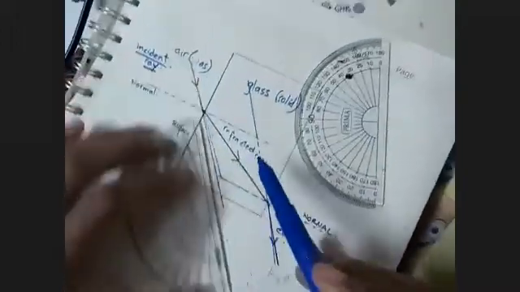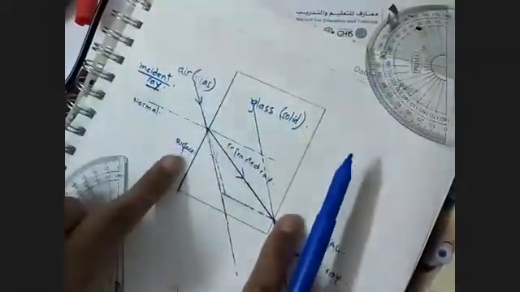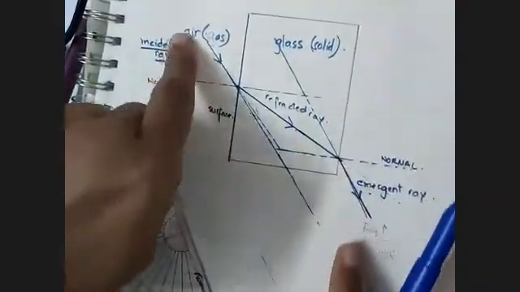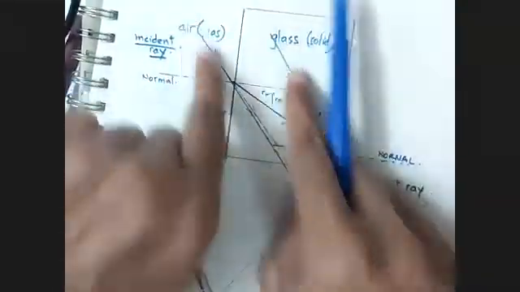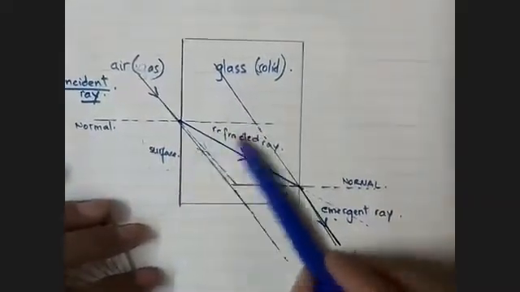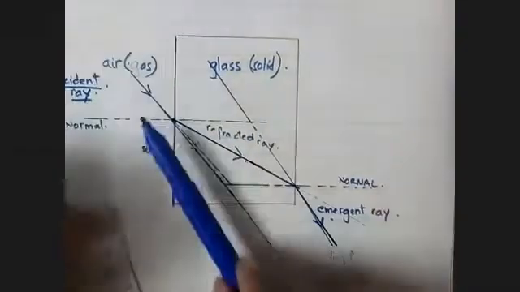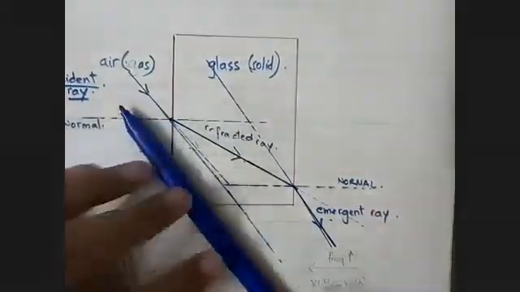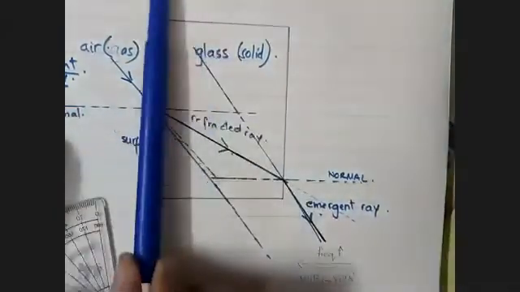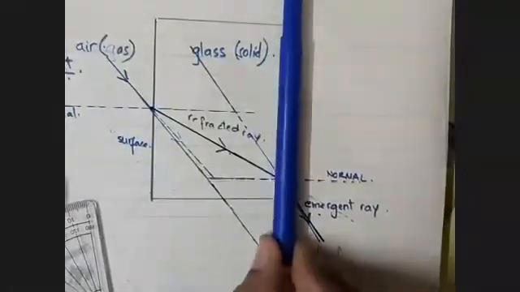Remember, when the two surfaces of the prism are parallel, the incident and emergent ray are also parallel. My lines are not exactly parallel because I drew these lines without the protractor. But if you draw it with the protractor, you will see that the incident ray is exactly parallel to the emergent ray, provided the two surfaces of the prism are also parallel.